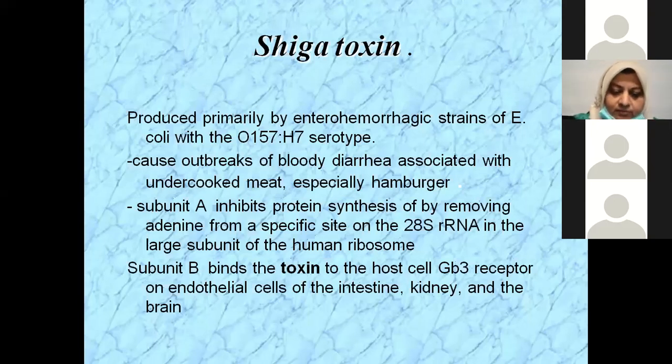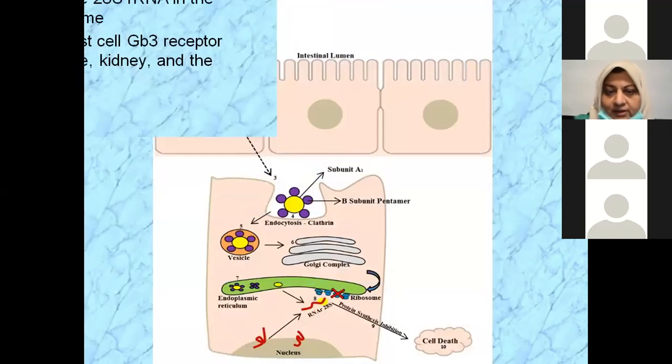So the B subunit binds the toxin to the host cell, and when protein synthesis is inhibited, the cells become necrosed. And not only the intestinal cells are involved, but it also has an effect on the kidneys and the brain. So hemolytic uremic syndrome is also one of the signs of this type of diarrhea, in which there is renal involvement and blood in the urine also.